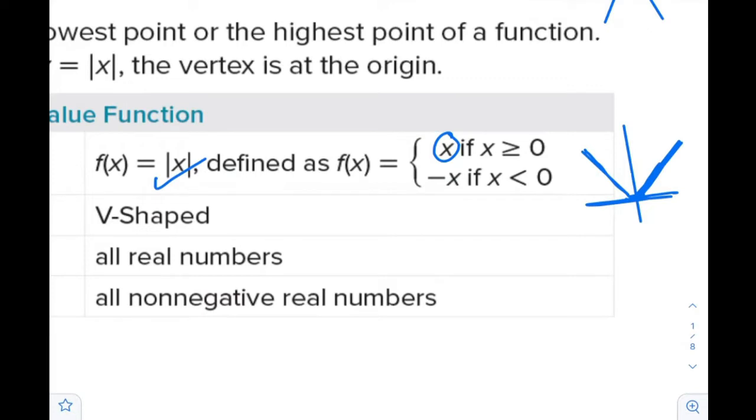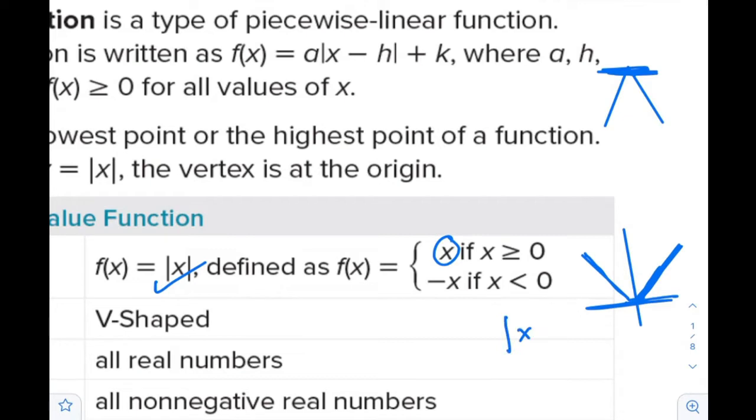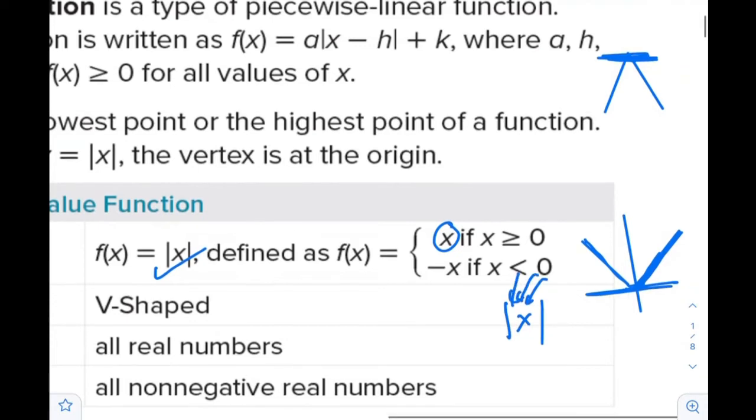What is our domain? We agreed that the domain is all values of x that can be used. Since we can put any value in for x here, our domain is all real numbers. We can put in a positive number, a negative number, or 0. So our domain is all real numbers. But what is the range?